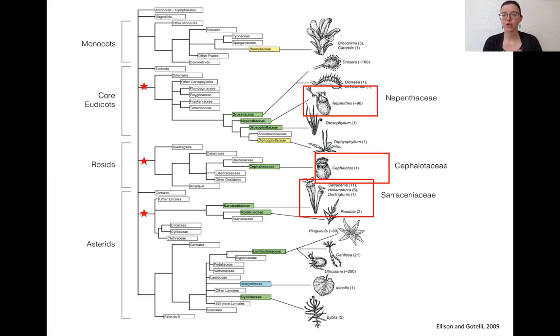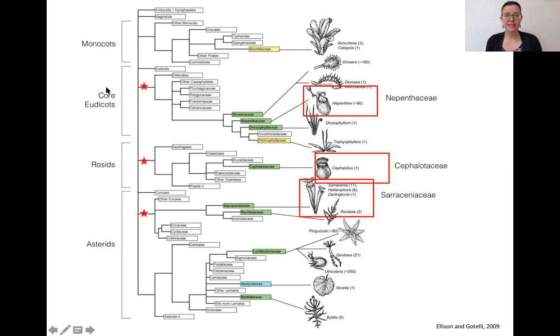So true pitcher plants are formed by a single modified leaf. And there are three different groups of these. There's the Nepenthaceae family that's found in Southeast Asia. There's the Cephalotaceae family. There's one species in it, Cephalotus follicularis, and it's found in Western Australia. And then the Sarraceniaceae family. And there's three different genera, and these are found across the Americas.